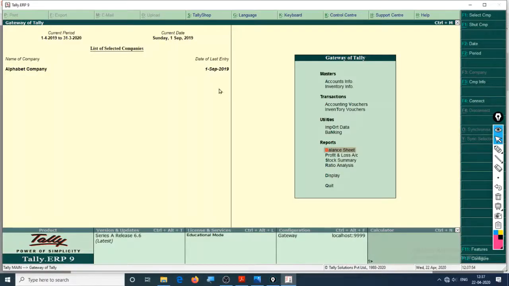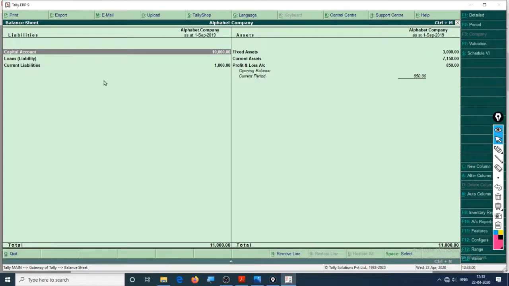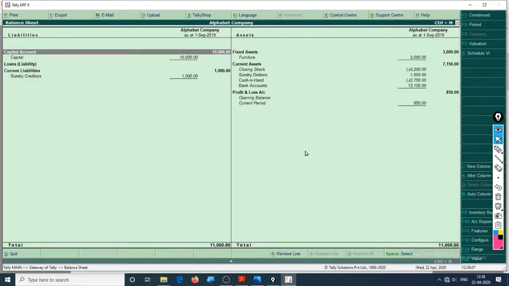As we have solved every transaction, let us now check the status of the balance sheet. Okay, so let us look into the detailed balance sheet, or you can also press Alt F1.